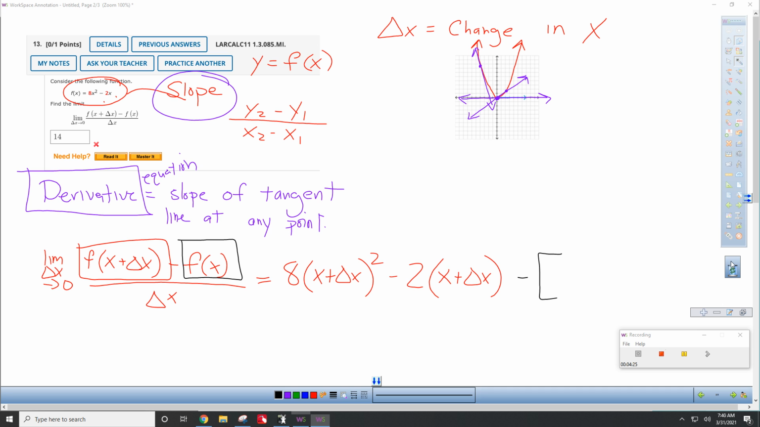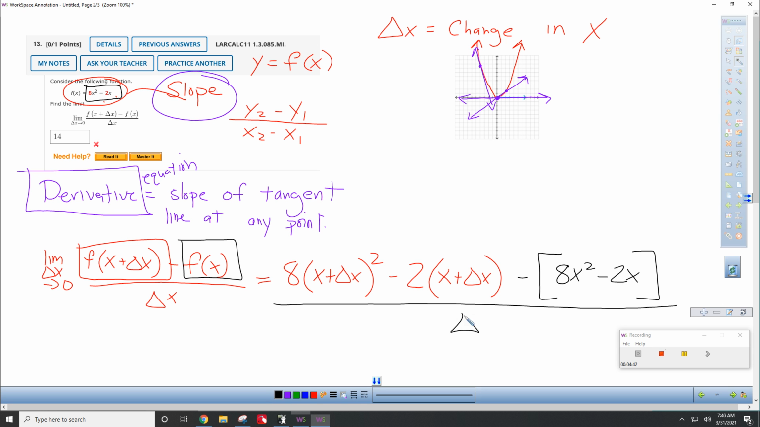And that's going to be 8x squared. So what is f of x? f of x is this. So I'm just going to put that in and trust myself. I don't even know what I'm doing. I'm just going to not make mistakes. And then we're going to put all of that over delta x.